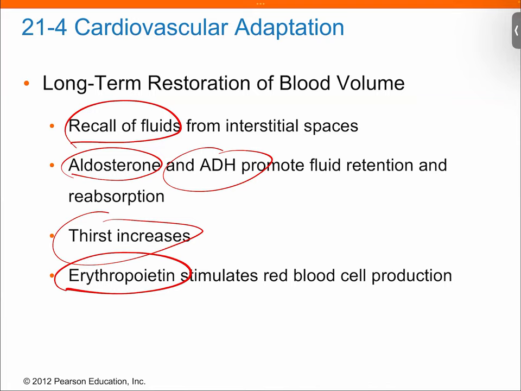But these are all long-term, aren't they? They take time. And so that's one of the reasons why you have a very narrow window to try to get the bleeding stopped, because you have to be alive long enough for these to actually be able to replace what was lost. And if you're not, then obviously you're not going to make it, right?